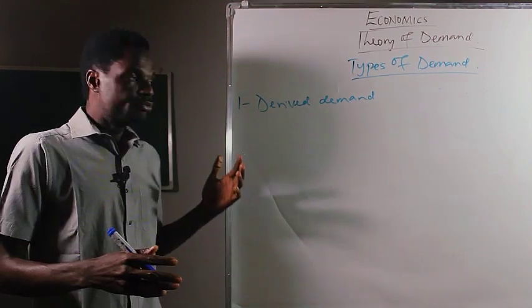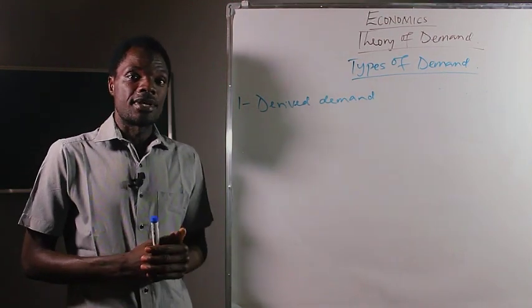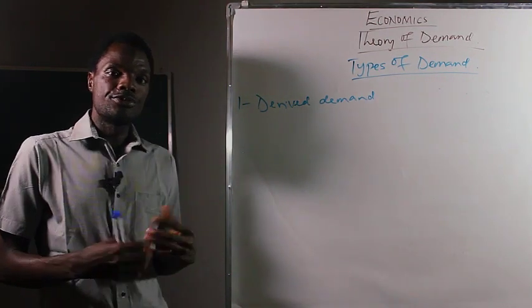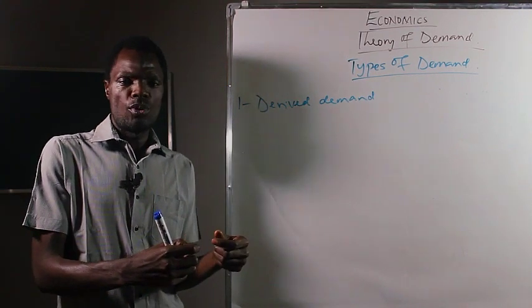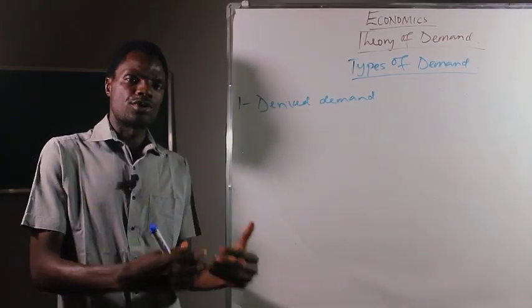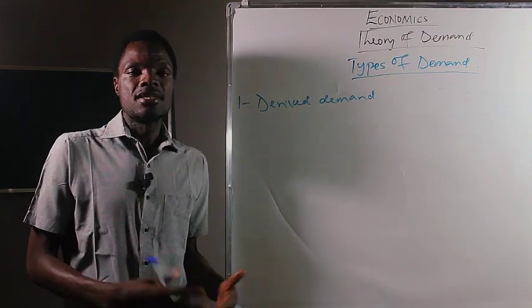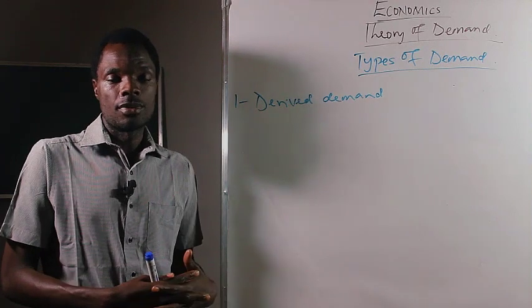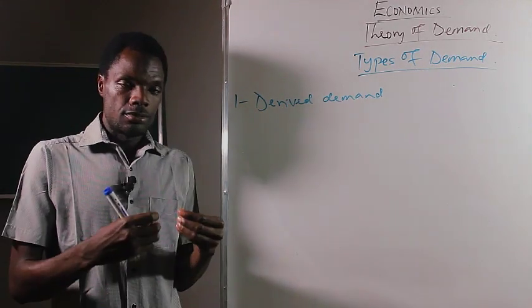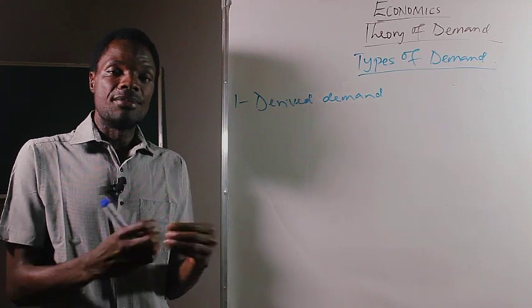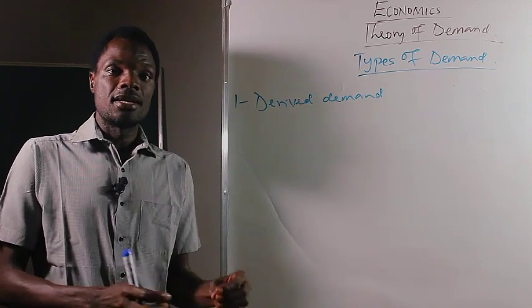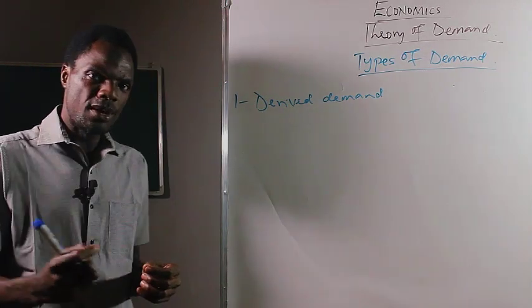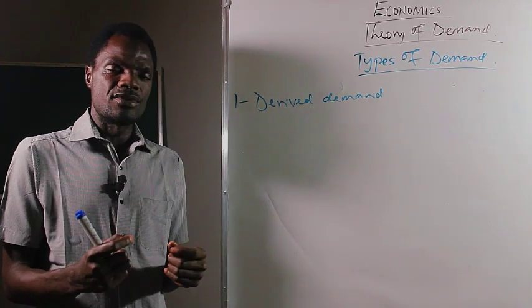Now, we are going to see the types of demand. Number one is derived demand. This is the kind of demand for a good or a service that is required for the production of another good or service. Simply, it is the demand for an input in a productive process. For example, a firm demands labor so that it can operate to produce goods and services. So that demand for labor is considered to be derived demand.